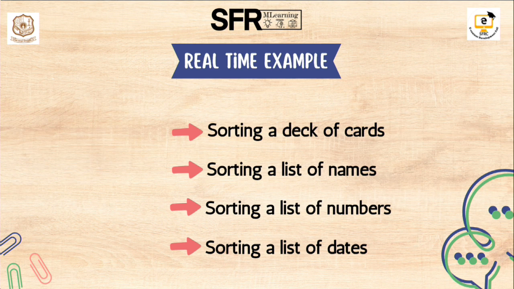Third one is sorting a list of numbers. When you sort a list of numbers, you are arranging them in numerical order. This makes it easier to find the largest or smallest number in the list. Fourth one is sorting a list of dates. When you sort a list of dates, you are arranging them in chronological order. This makes it easier to see the order in which events occurred.